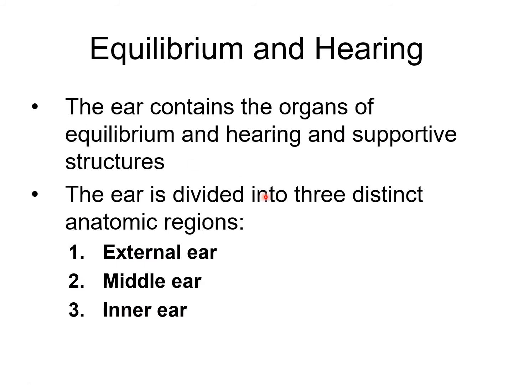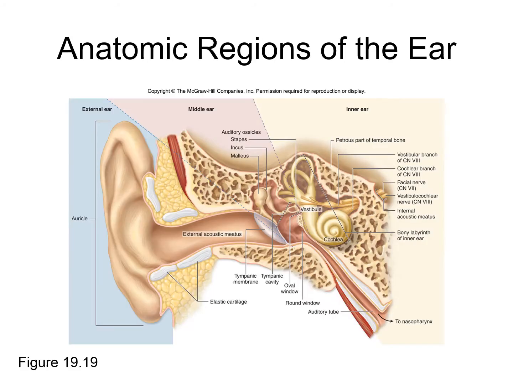Our ears contain receptors that help us with equilibrium, which is basically our balance. Our ears also contain some organs and receptors that help us hear. The ear is divided into three regions: the external ear, the middle ear, and the inner ear.